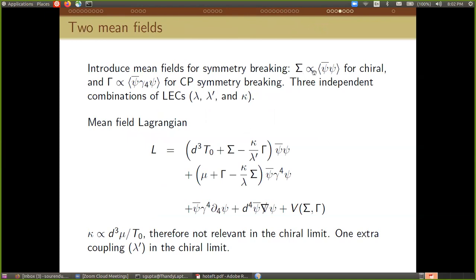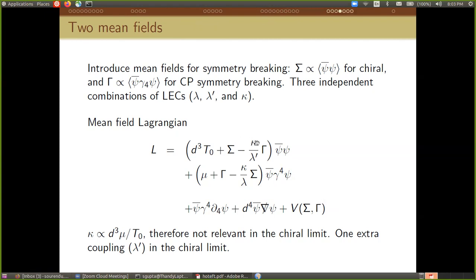And you would do the mean field theory again. There'll be two kinds of mean field theories. One will be mean field for chiral symmetry breaking and another mean field for CP symmetry breaking, that is, a number density. And it turns out that there are three independent combinations of helices now. Earlier we had only lambda. Now there'll be a lambda and a new term lambda prime and a third term kappa. In the mean field Lagrangian, they appear in this way. One term with this psi bar psi, another term with this number operator. The psi bar psi has a leading term, which is the mass. The number operator comes with the leading coefficient, which is the chemical potential, and then there are correction terms. And of course, the kinetic term remains, and then there are various non-dynamical terms.